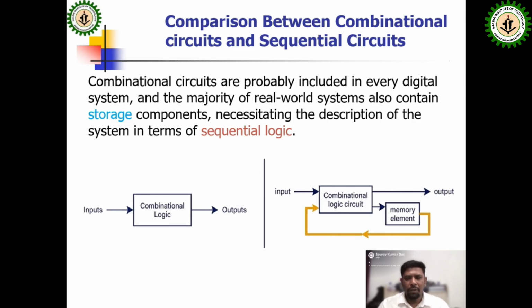Combinational circuits are probably included in every digital system, and the majority of real-world systems also contain storage components. In this diagram, you can see this is the combinational circuit: one or multiple inputs are applied, and you get the output. But a sequential circuit has a combinational circuit as well as some memory device that is fed back to the input position.